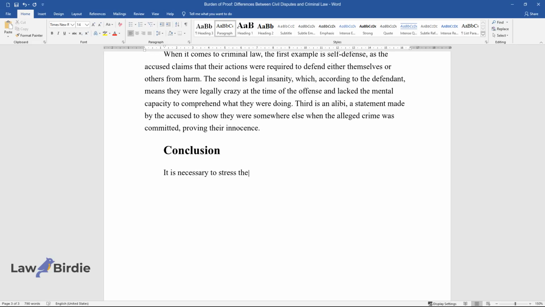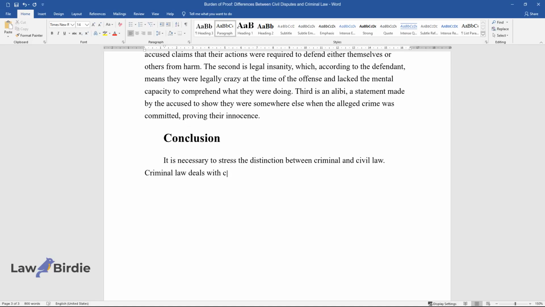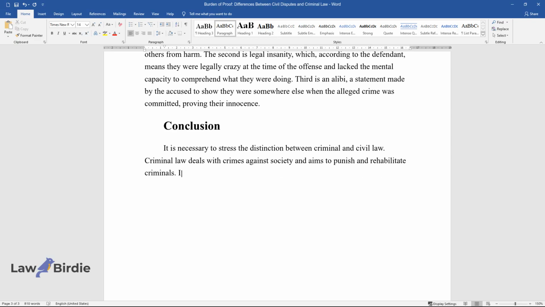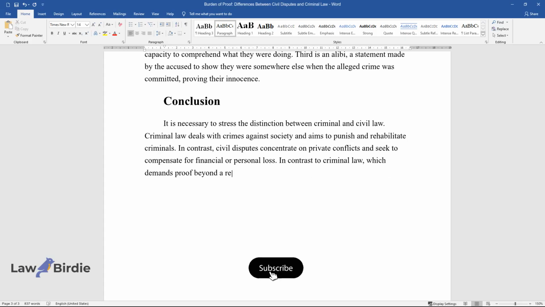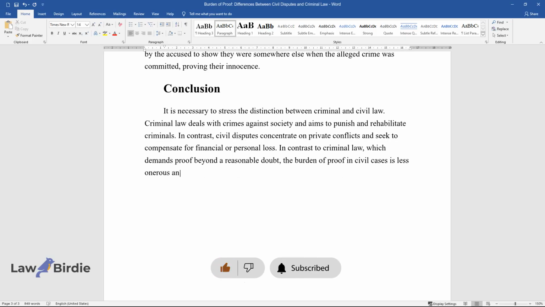Conclusion. It is necessary to stress the distinction between criminal and civil law. Criminal law deals with crimes against society and aims to punish and rehabilitate criminals. In contrast, civil disputes concentrate on private conflicts and seek to compensate for financial or personal loss. In contrast to criminal law, which demands proof beyond a reasonable doubt, the burden of proof in civil cases is less onerous and simply requires a majority of the evidence.